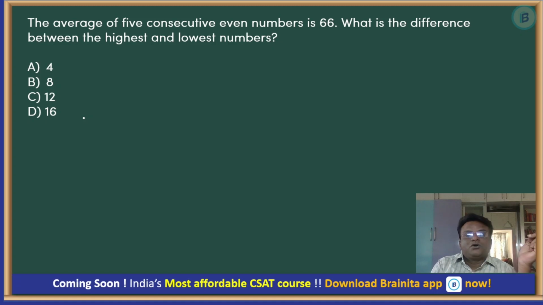The average of 5 consecutive even numbers is 66. What is the difference between the highest and lowest number? Again, similar concept. Here the only difference is we have been given consecutive even numbers. We know that for anything consecutive, the average would be the middle number. So this average is 66. Now we want to take only even numbers. So this would be 64, this would be 62, this would be 68, and this would be 70. We have been asked the difference between highest and lowest, 62 and 70.